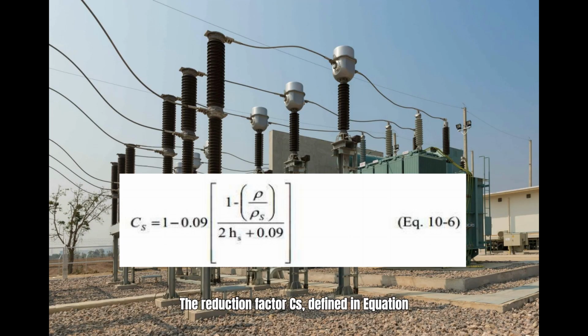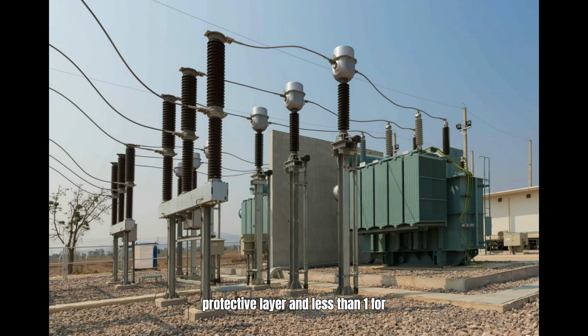The reduction factor Cs, defined in equation 10-6, accounts for derating the nominal surface layer resistivity. It equals 1 for no protective layer and less than 1 for a protective surface layer with higher resistivity.